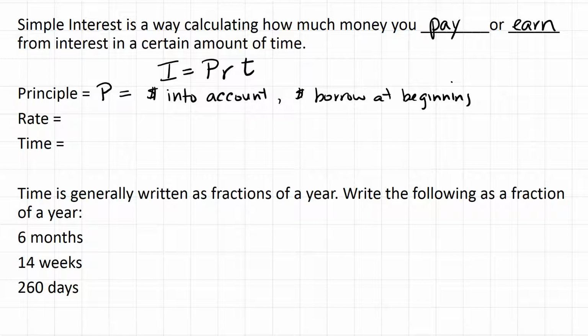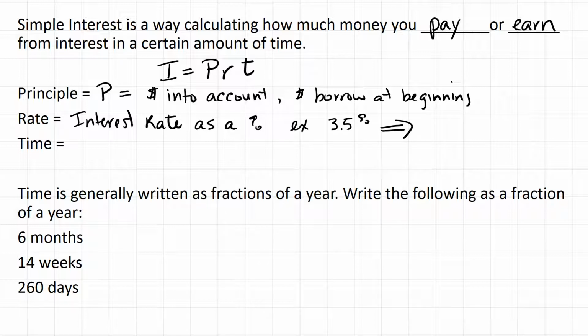The rate is the interest rate as a percent. So if the interest rate is, for example, 3.5%, you have to change that to a decimal by dividing by 100, which is 0.035. So that would be your R, the interest rate as a decimal.